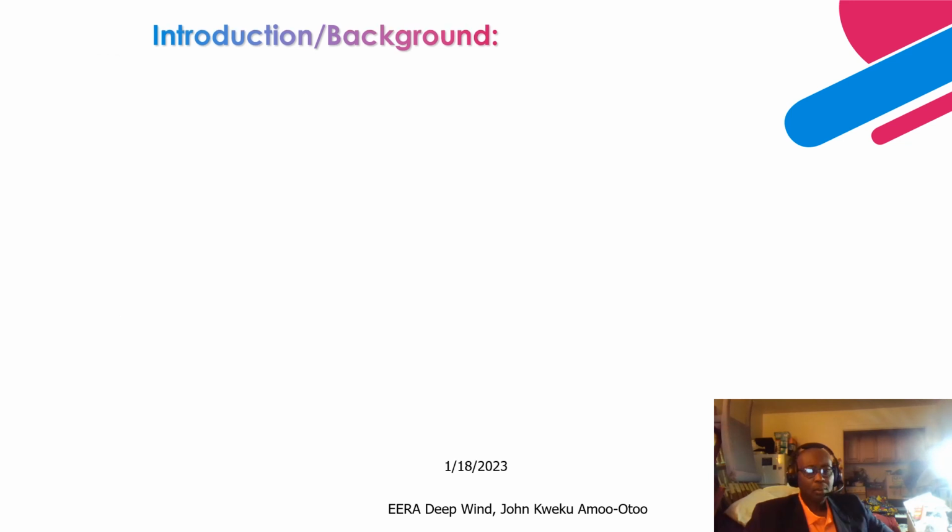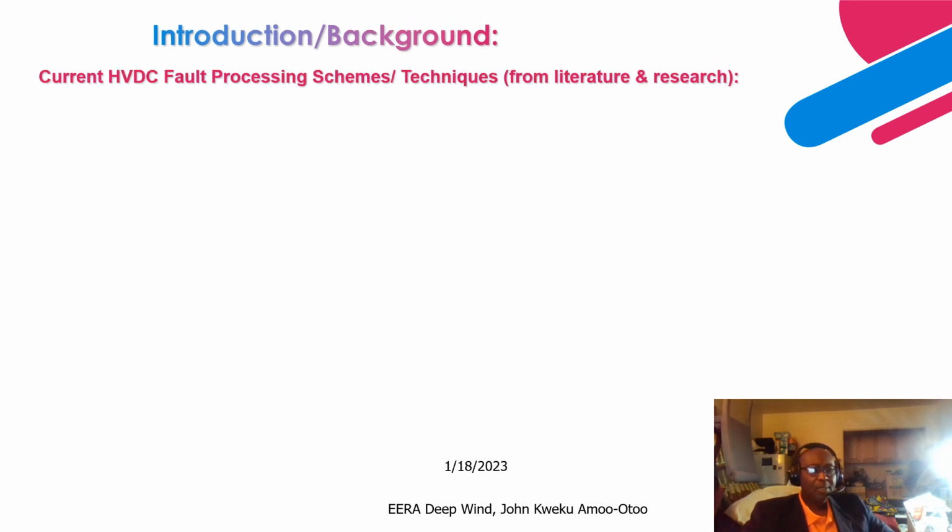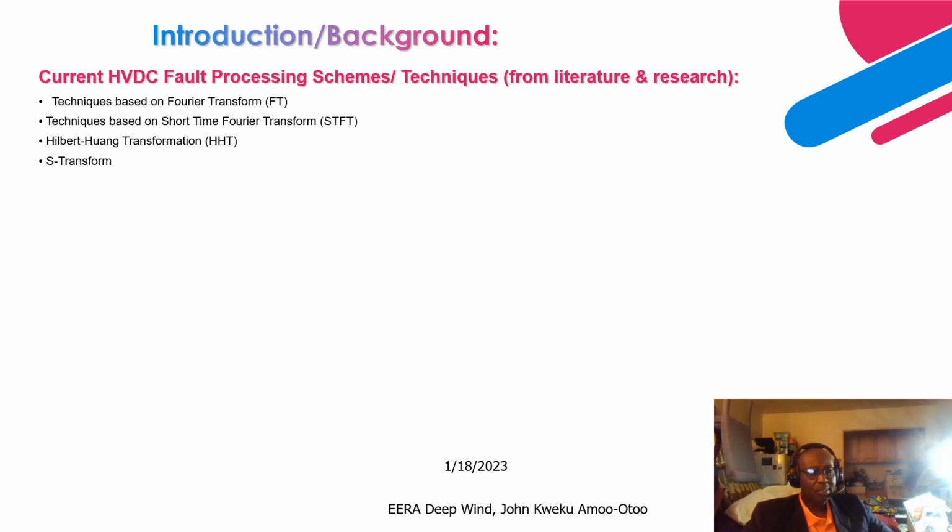Next, let's talk about the current HVDC signal processing schemes out there, from research and from literature. The first one is based on the Fourier transform, and the second one is the short-time Fourier transform. The next one is the Hilbert-Huang transformation. The next one is the S transform. And the next one is the discrete wavelet transform, and as a matter of fact, for this research I utilized the discrete wavelet transform. The next one is the continuous wavelet transform, and then artificial neural network, fuzzy logic based, and machine learning schemes.